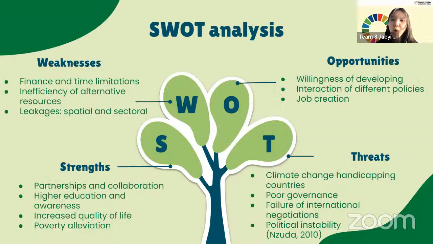Lastly, I will do a SWOT analysis on climate change mitigation. First are the weaknesses. Countries may face finance and time limitations because climate change mitigation is not achieved overnight. It is a slow and steady progress. Second, alternative resources such as solar panels or wind energy can be inefficient. For example, solar energy accounts for 0.01% of total energy production currently. But this is only expected to increase to 0.08% by 2035.